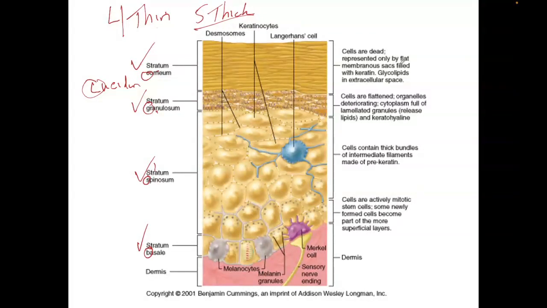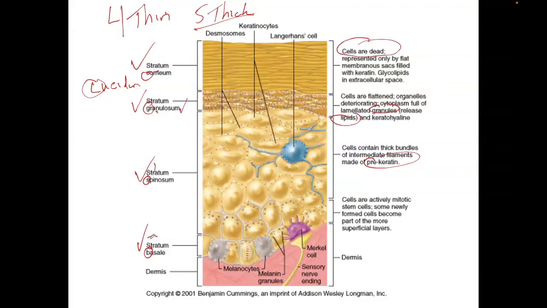Okay, so stratum corneum, dead cells. Stratum granulosum is very granular, and these granules release lipids or fats. The stratum spinosum is the spiny layer. It's made up of pre-keratin.